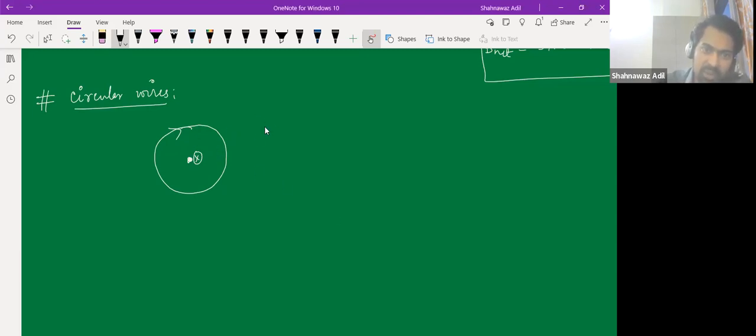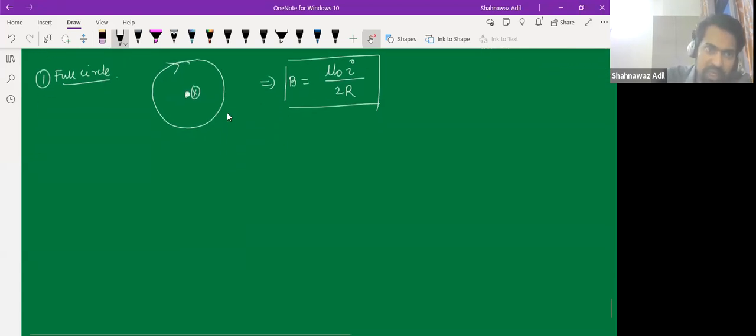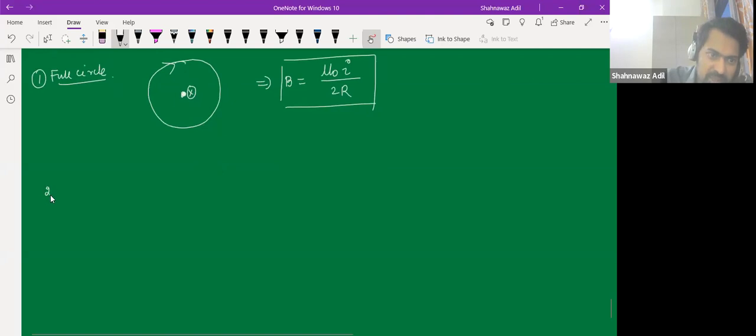We use Biot-Savart's law to prove that, but I will directly write that the magnetic field would be mu naught I by 2R, right? And this is for the full circular wire, full circle. And then we have the semicircle.